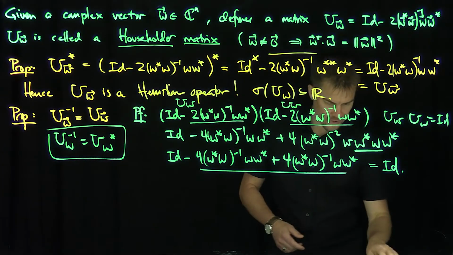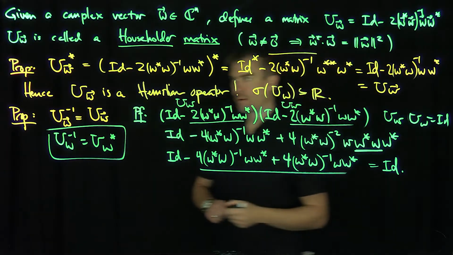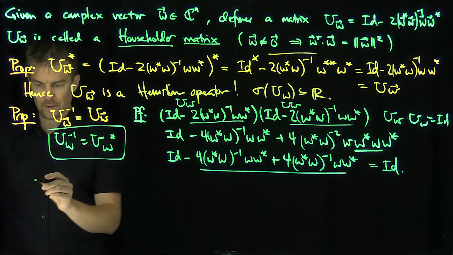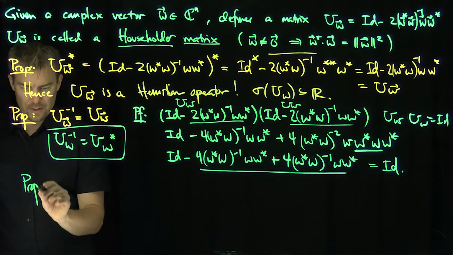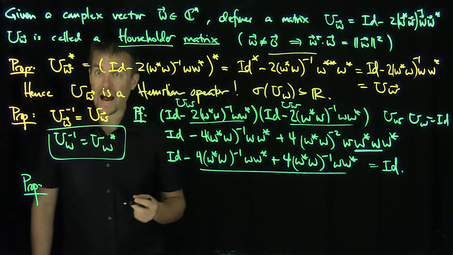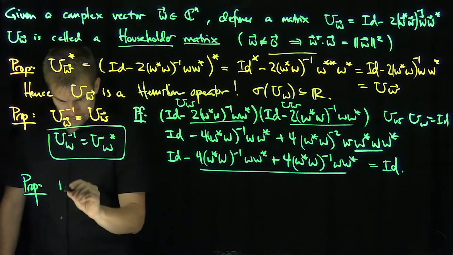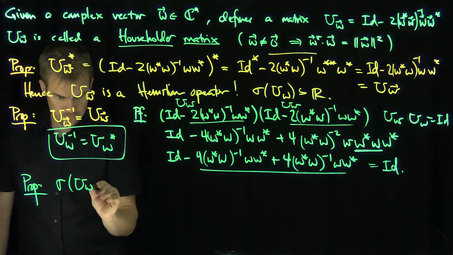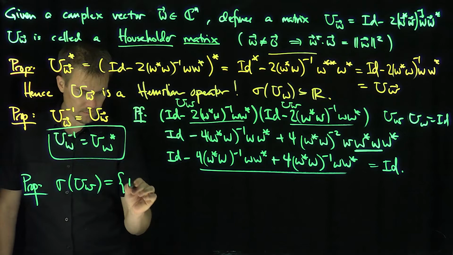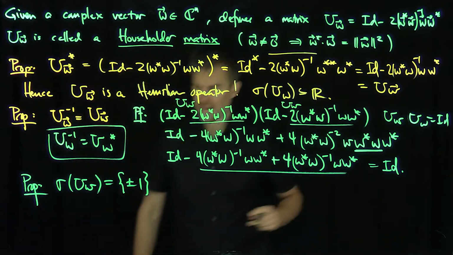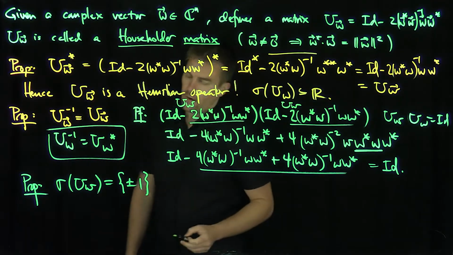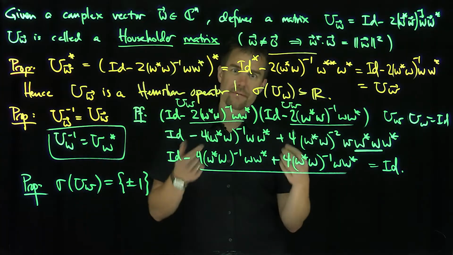Now, the last thing to understand with these householder transformations is the following. Well, there are many things to understand about them, but in terms of the basic properties, the next property is the following. The eigenvalues of this thing are either plus or minus 1. So in other words, not only are they real, but they're only plus or minus 1. Okay, even better, right?